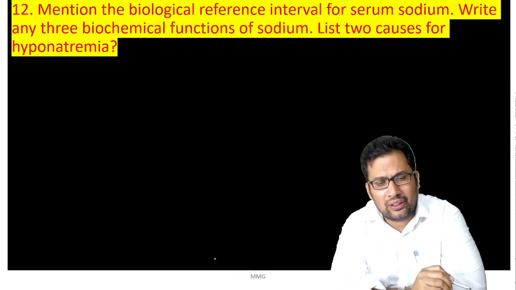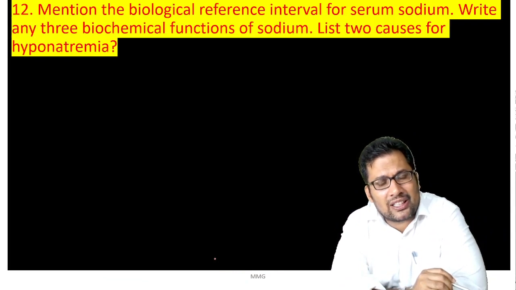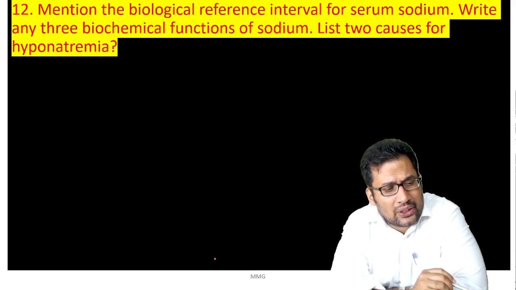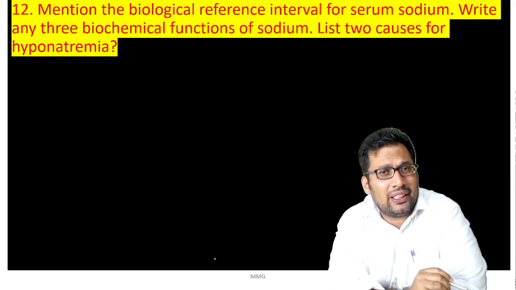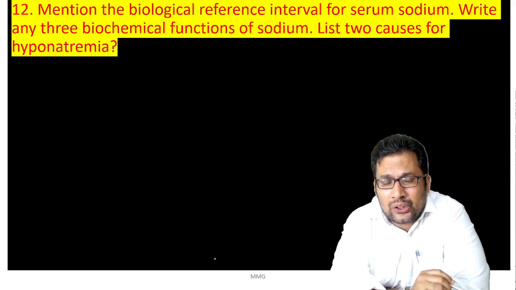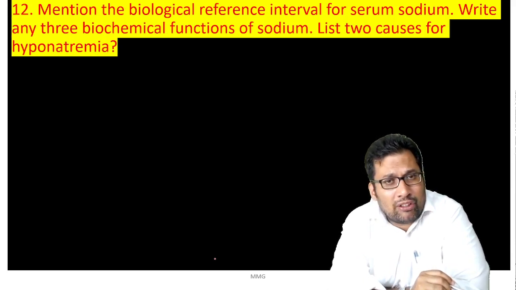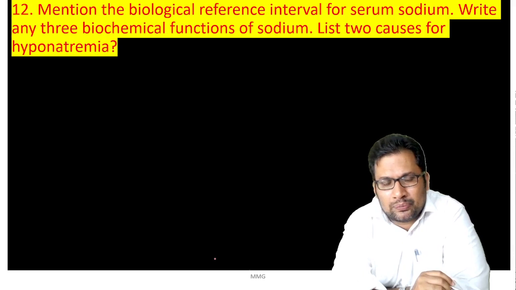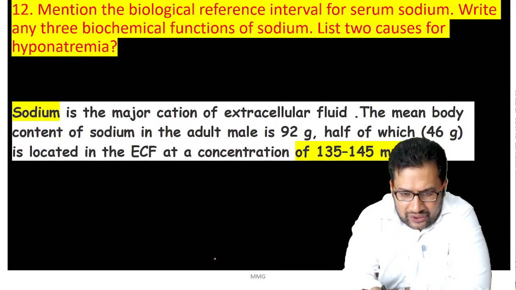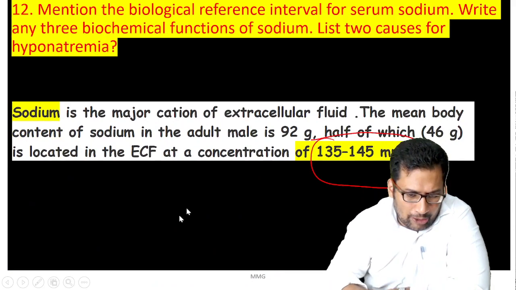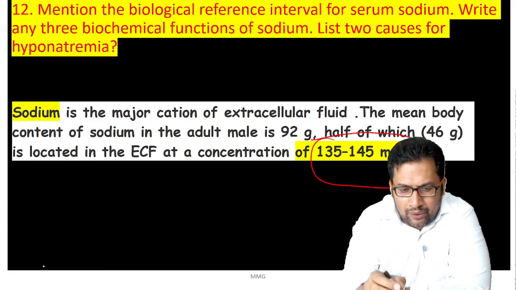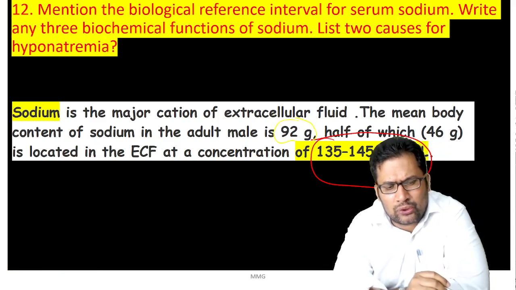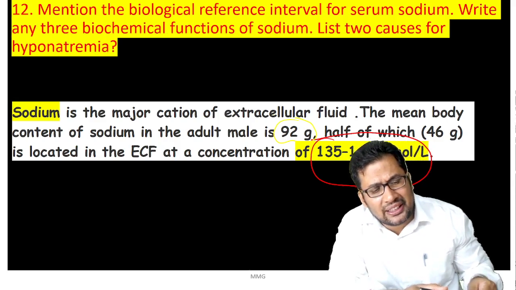question: mention the biological reference interval for serum sodium. Write any three biochemical functions of sodium. List two causes for hyponatremia. See, sodium is basically an extracellular cation. So the normal level is 135 to 145 milliequivalents per liter. So this should be your answer. There is around 92 grams of sodium in our body, 50% represented in the ECF.